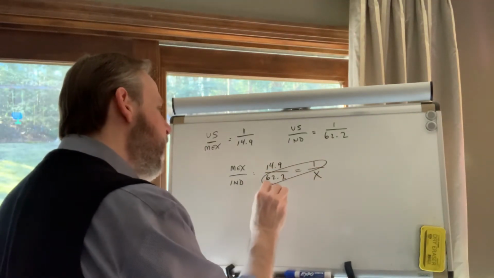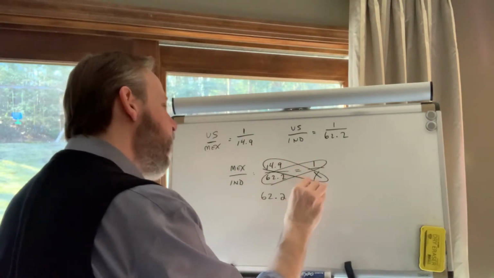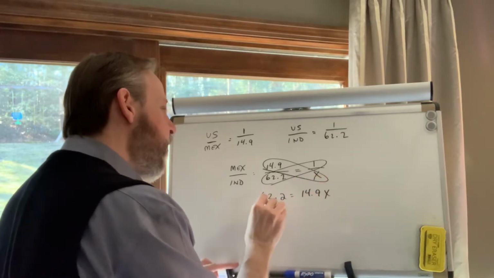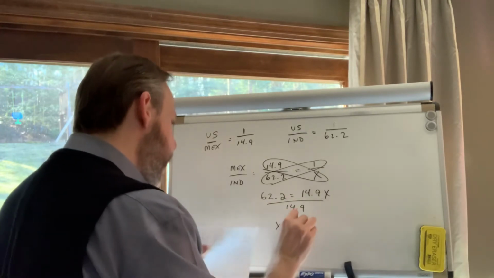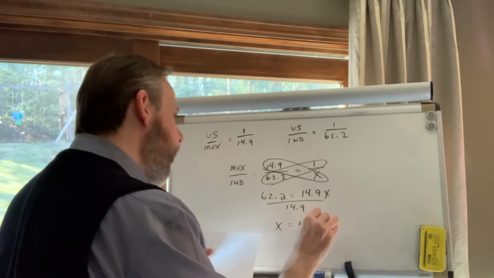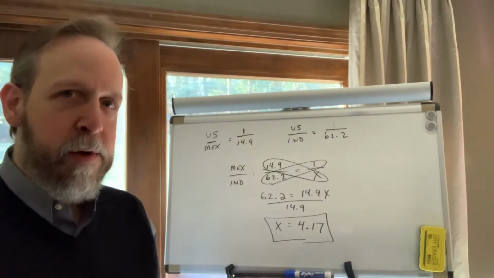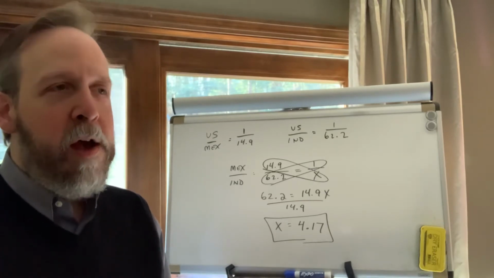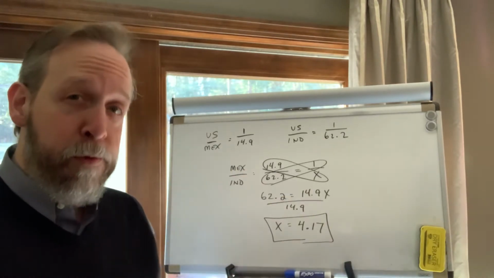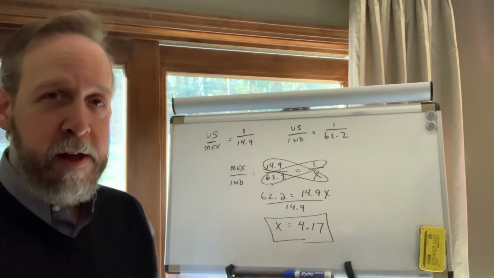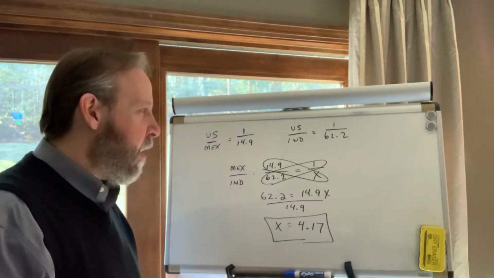62.2 times 1 is still 62.2. And 14.9 times X is 14.9X. Divide both sides by 14.9. We get an answer rounded to the nearest hundredth of 4.17. And that's the answer. Again, you want to set your proportion that they're giving you to the new problem to solve. So we have pesos to rupees, and then again, how many rupees does 1 peso buy? This is the best way to solve it, in my opinion, and that's number 31.